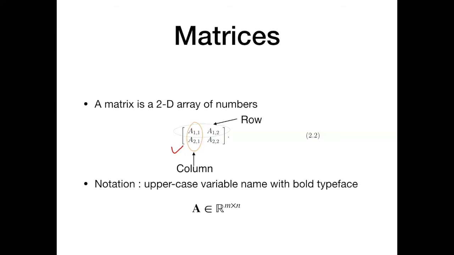When we want to identify the elements in a matrix, we will use this kind of notation. Therefore, A21 represents the element in the second row and the first column.